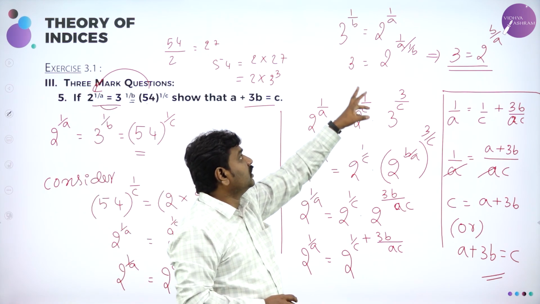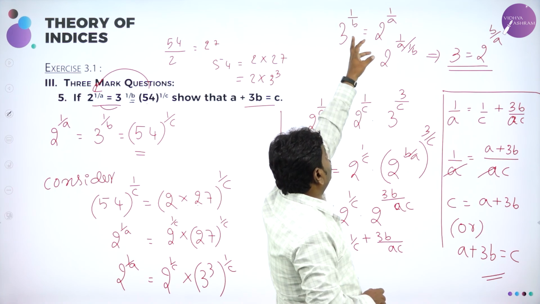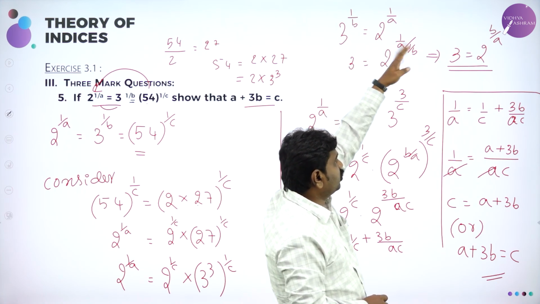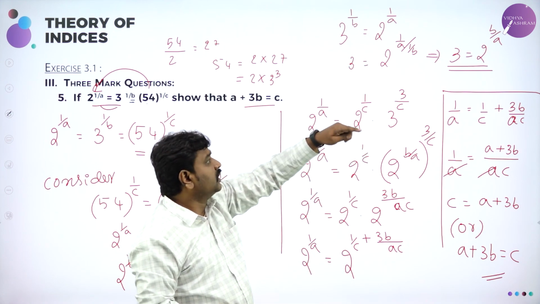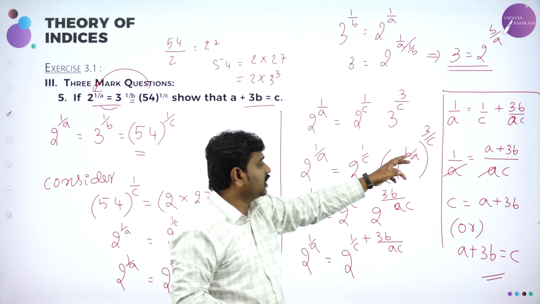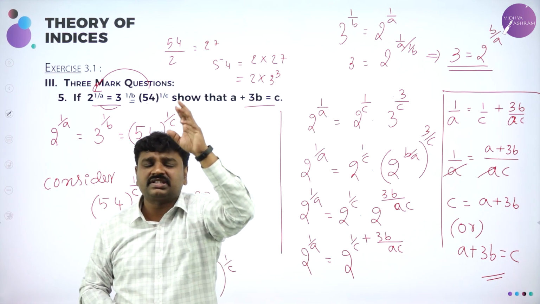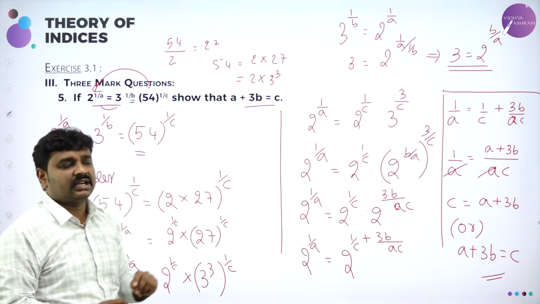So how to convert 3 power 1 by b to 2? The 1 by b goes to that side, so it will become divided by 1 by b, so that b goes on top and it becomes b by a. So instead of 3, write 2 power b by a, and 2 power b by a, whole power 3 by c, will be as it is. Again it is in the form a per m whole per n, write it as a per m into n, and you will get the result.